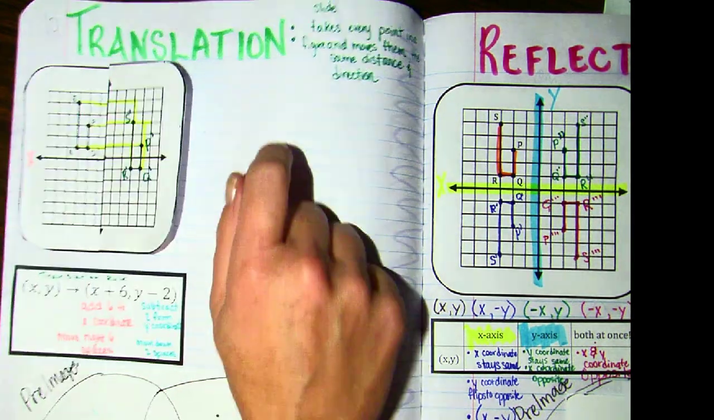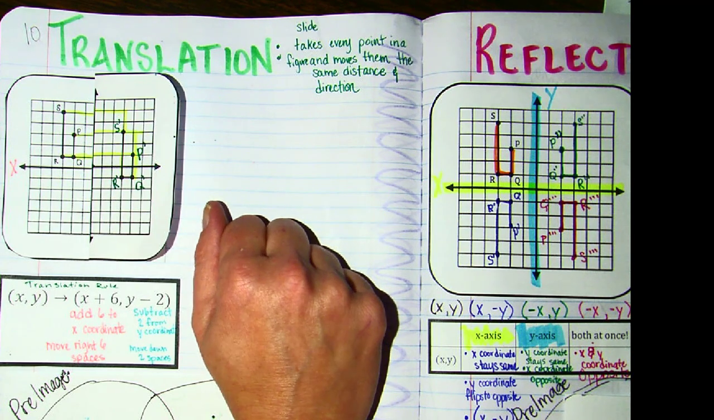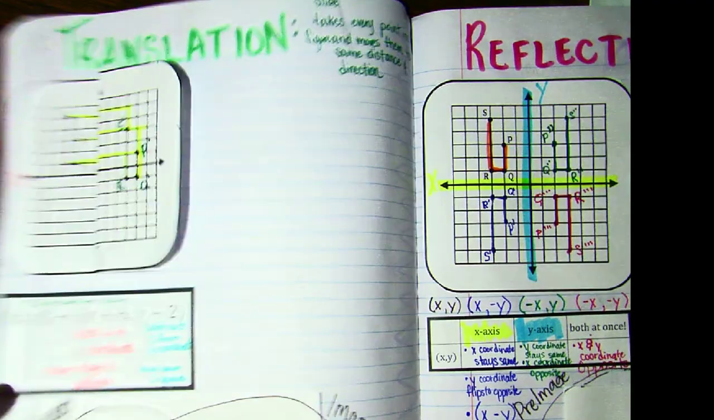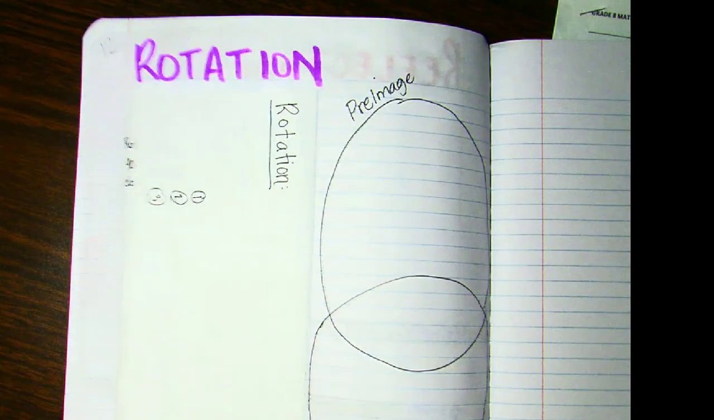Hello there. Today we are going to learn about rotations. So on page 10 in your journal you have translations. On page 11 you have reflections. And on page 12 is where you're going to put your information about rotations.